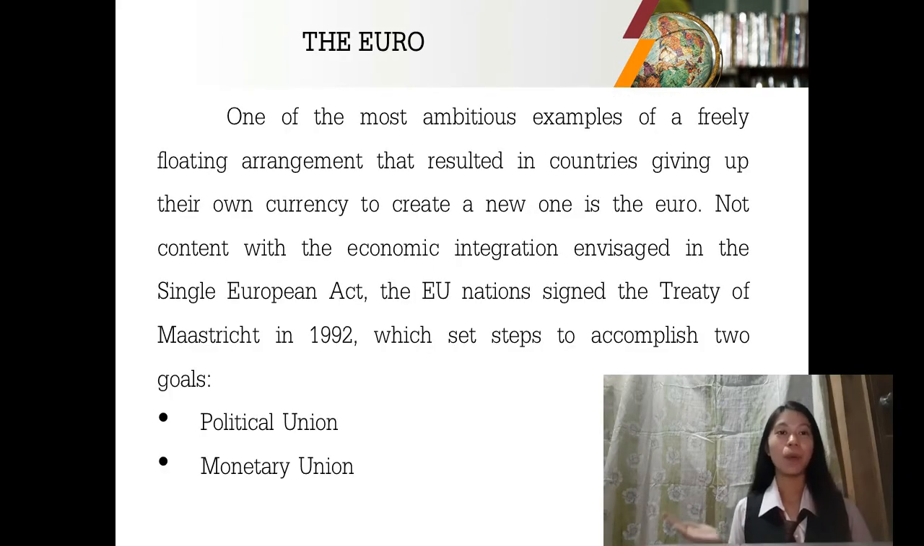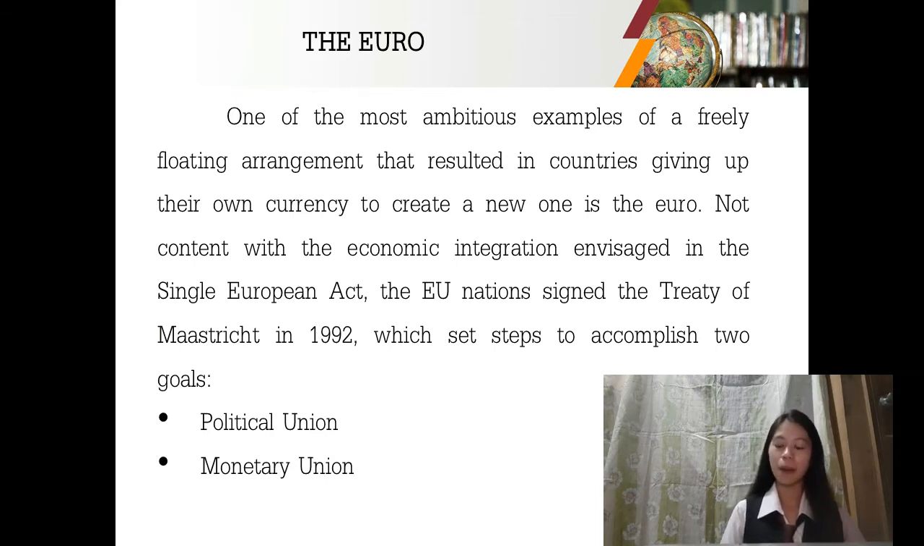The euro, the most ambitious example of a freely floating arrangement that resulted in countries giving up their own currency to create a new one, is the euro. Not content with the economic integration envisaged in the Single European Act. When we say envisage, it means contemplate or conceive of as a possibility or desirable future event. The EU nations signed the Treaty of Maastricht in 1992, which sets steps to accomplish two goals, which are political union and monetary union.